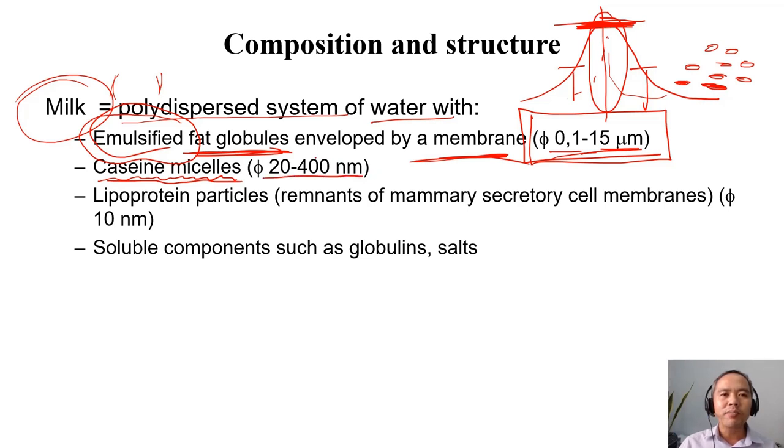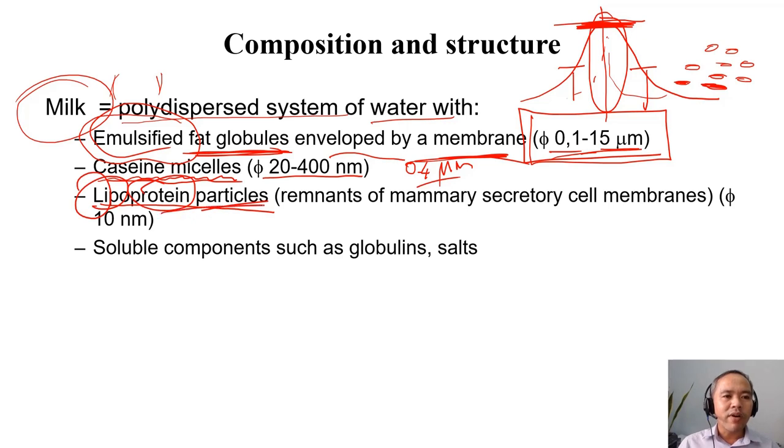Okay, and then we have another particle, micelles of casein, which have a size from 20 to 400 nanometer. 400 nanometer means 0.4 micrometer. That is the size of micelles, which is smaller than the size of fat globules. We have other particles that we did not see in previous slides yet. It is lipoprotein particles, particles that contain lipid and contain proteins.